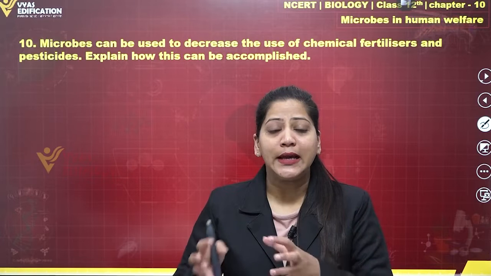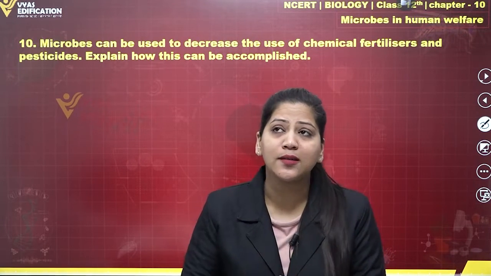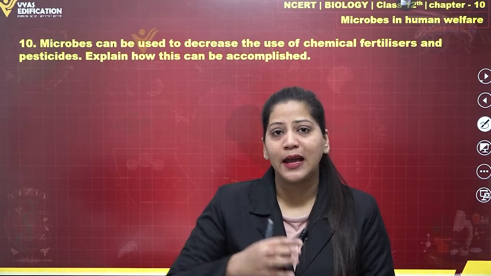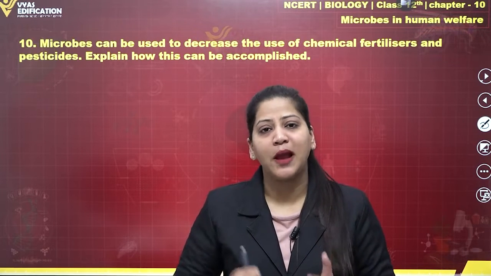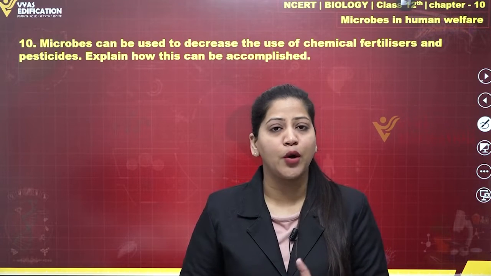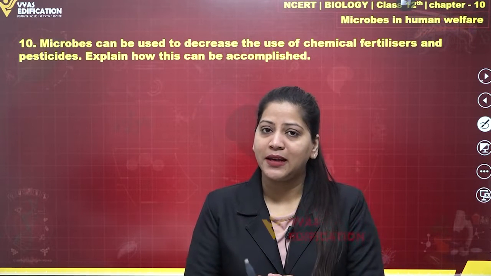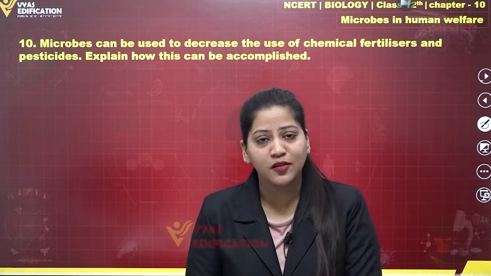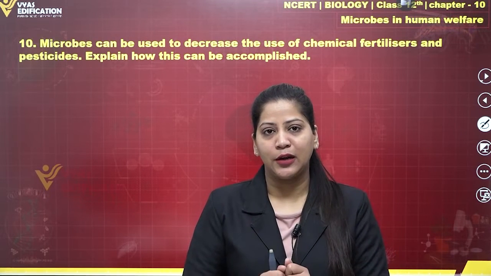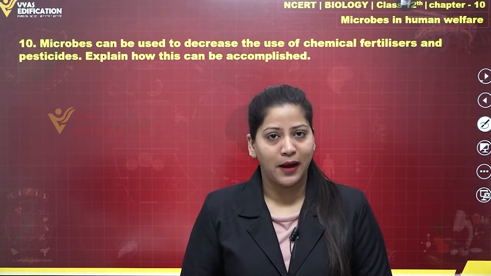What it does actually, it fixes the atmospheric nitrogen. It converts the atmospheric nitrogen into its organic form so that the plant can use it easily, because plants are not capable of using nitrogen in its original form which is found in the atmosphere. So rhizobium is a bacteria which forms nodules in the roots of a leguminous plant in symbiotic association with them, and it fixes the atmospheric nitrogen into its organic form which is used by the plants.